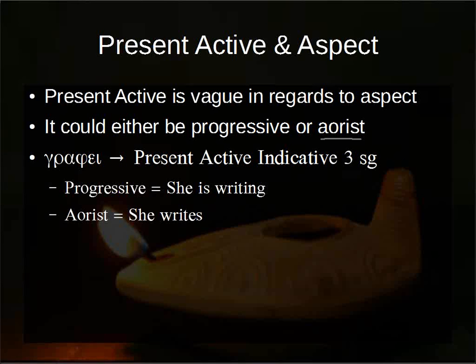Okay. All right. So that's the present active indicative form. Like I said, one more time, we don't know if it's progressive or aorist. It could be both. It just depends on your choice as a translator. All right. So let's continue on then.